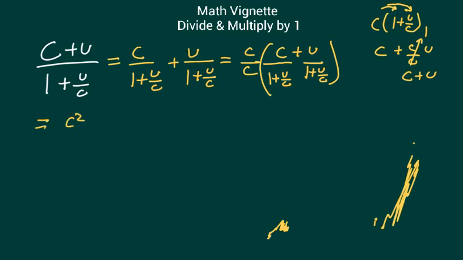Okay, c squared plus cu all over. Now remember, we're going to grab this, so I'm just going to write c. I'm going to reverse this. U over c, I'll write it that way. And I think you'll see why here in a minute. It's not critical, but it'll make things clear as we go by.